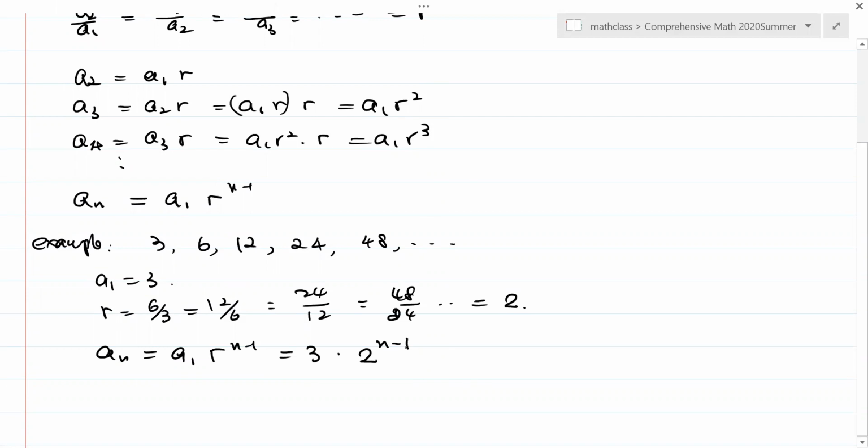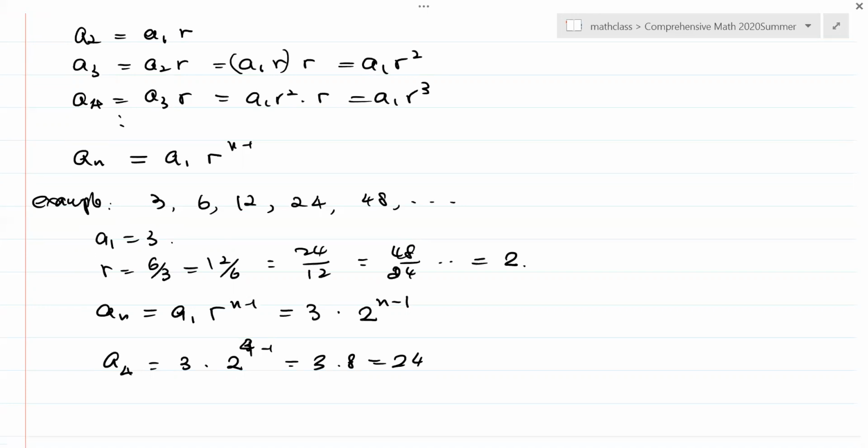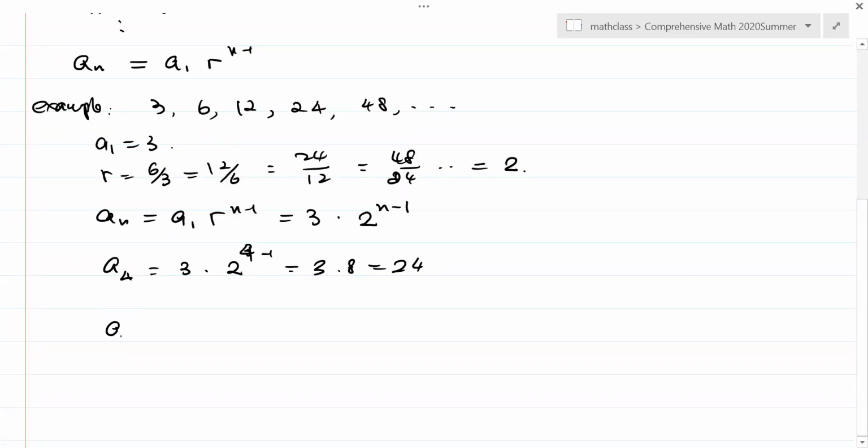And you can double check that. Check A4: it's going to be 3 times 2 to the 4 minus 1, so 3 times 8, which is 24. Right, so then you can even figure out the hundredth term. The hundredth term is 3 times 2 to the 100 minus 1, which is 99.